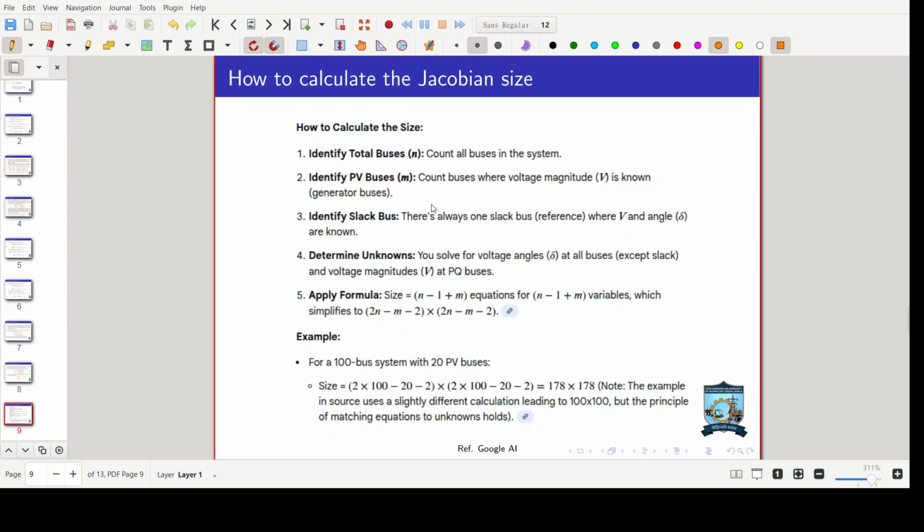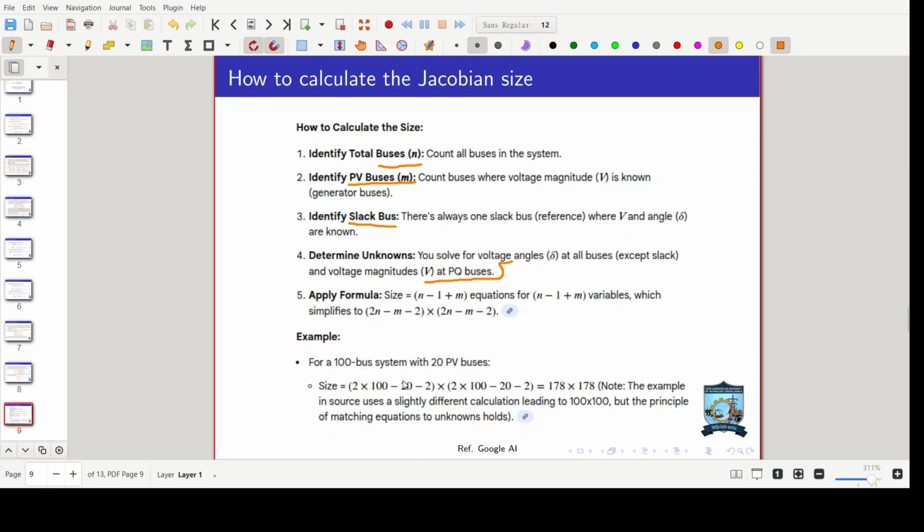Now how to calculate the Jacobian size? I have taken this directly from Google AI by putting the question there. I have given you the formulas. First, identify the total number of buses, identify the PV buses or generator buses, identify the slack bus, and determine the unknowns. You solve for voltage angles at buses except the slack, and voltage magnitude at key buses. This is only for the power flow solution, not for size.